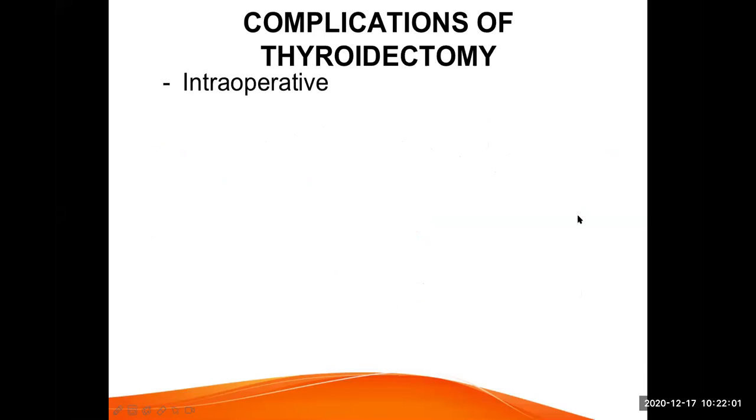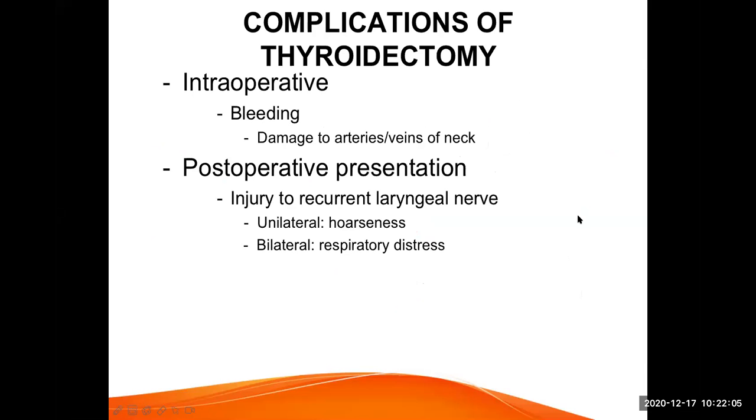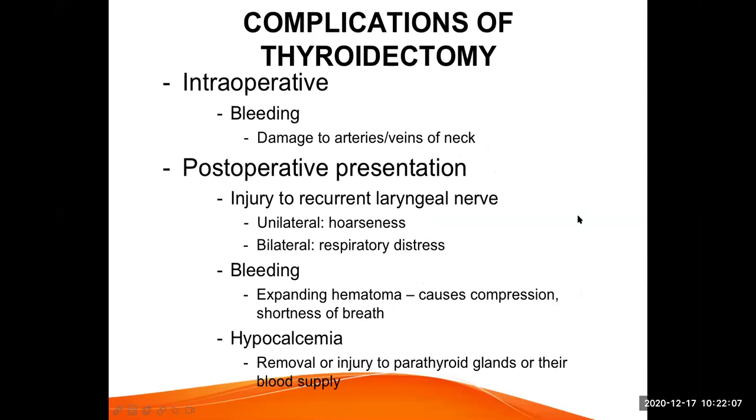Now, finally, what are the complications of thyroidectomy? Very important question from the exam point of view. See that, please. There are intraoperative complications and postoperative complications. Intraoperative is bleeding, and this is very difficult to control. This is called primary hemorrhage. It occurs during surgery, but we can minimize it. If the surgeon is doing it nicely, the surgeon will minimize it definitely.